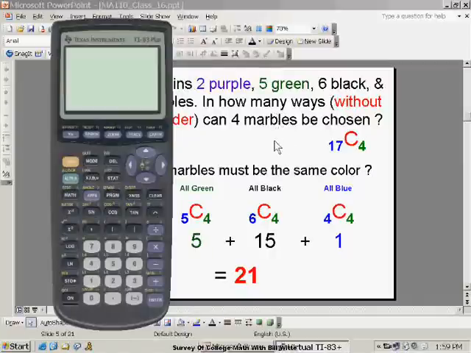Now just in case you think you might have forgotten how to get these numbers on a calculator, I'm going to review very, very quickly. Let's get the combination of 6 things taken 4 at a time.